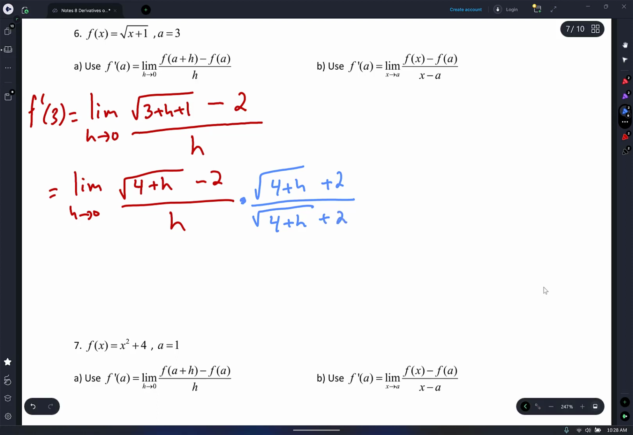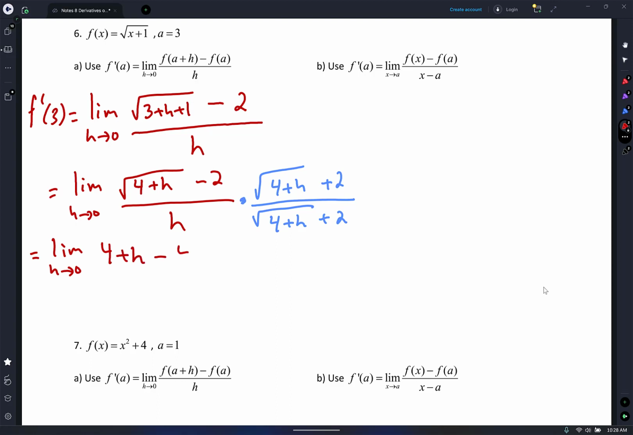All right, when we do that, here's what we get. The limit as h approaches 0. Square root times square root, do the square roots go away? 4 plus h, and then negative 2 times positive 2 is going to be minus 4, all over, and in the bottom you're going to have h, parentheses, square root of 4 plus h plus 2. Don't distribute. Leave it alone.